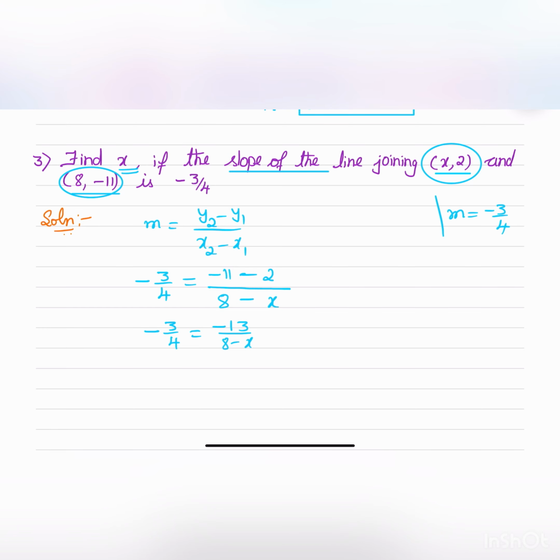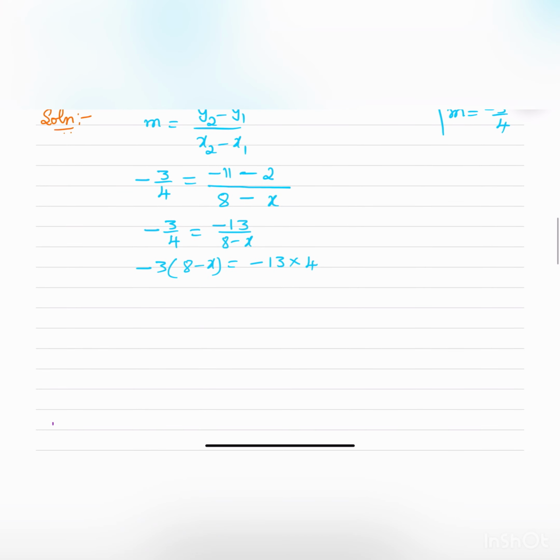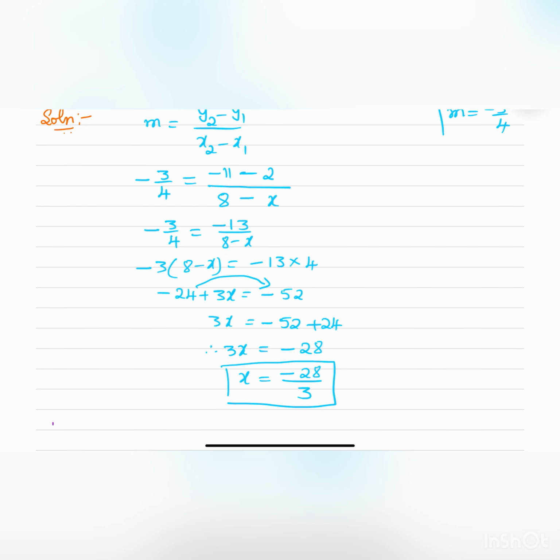Let us cross multiply this. -3 into (8 - x) is equal to -13 into 4. That will be -24 + 3x is equal to -52. 3x is equal to -52 + 24. If we transpose this -24, it becomes +24. Therefore, 3x is equal to -28 and x is equal to -28 by 3. So this is the x coordinate, -28 by 3.